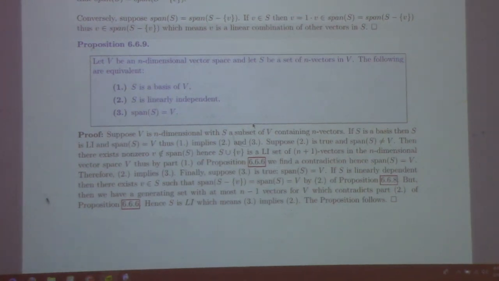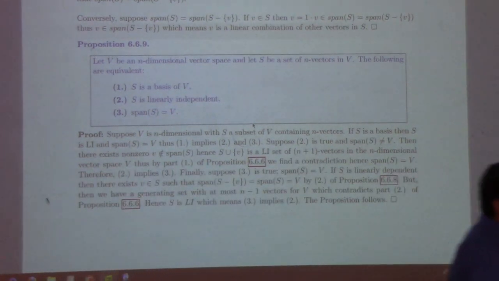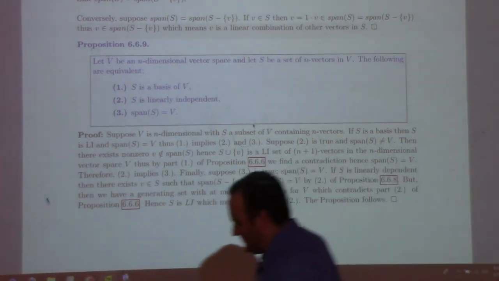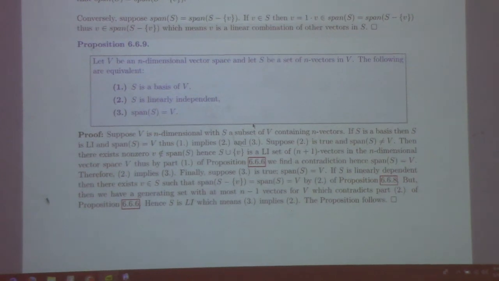So that's more or less it. I have a smattering of other theorems, which I'll say tomorrow. Well, hopefully tomorrow. We'll see.